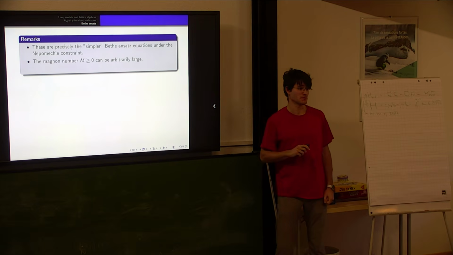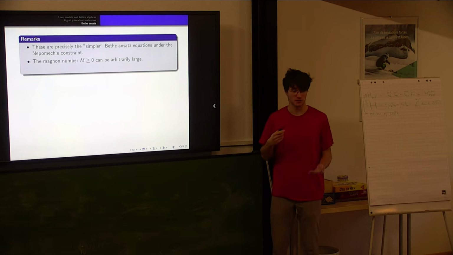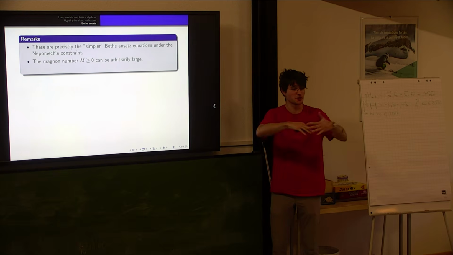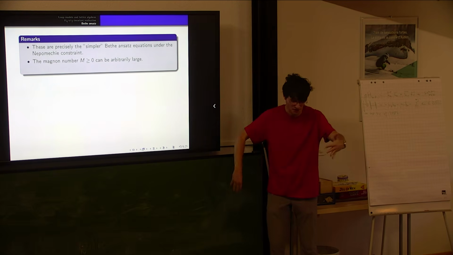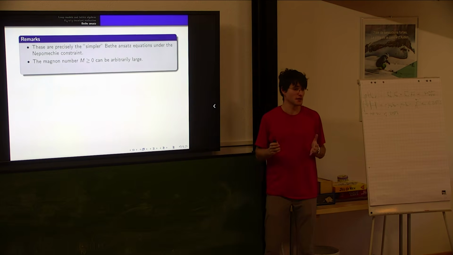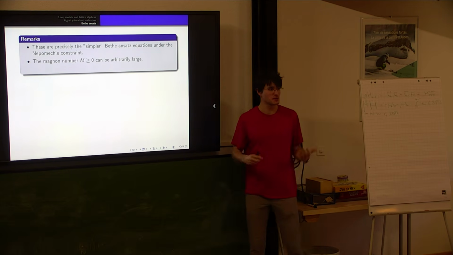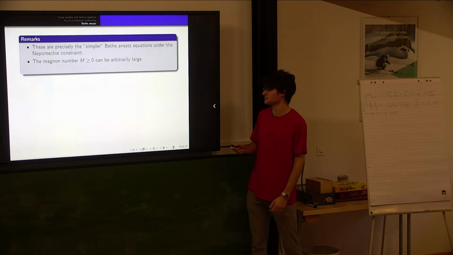And also an interesting point is that M can be arbitrarily large. It's a magnon number. Usually you're constrained because your Hilbert space is finite dimensional, but here it is infinite dimensional and you can go as high as you want. I haven't done numerics for it, so I don't know if it's physically justified to do this, but definitely algebraically you have a right to do this.